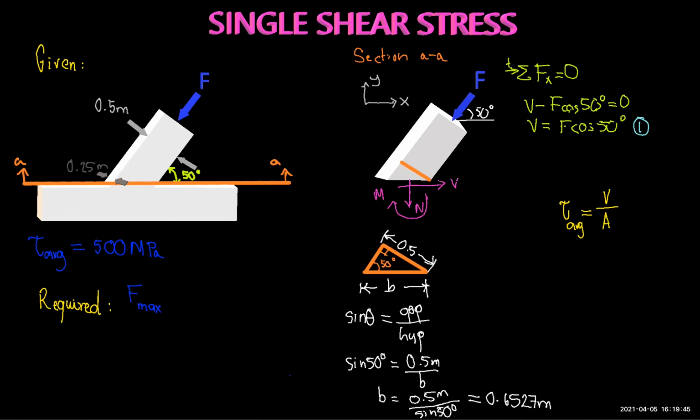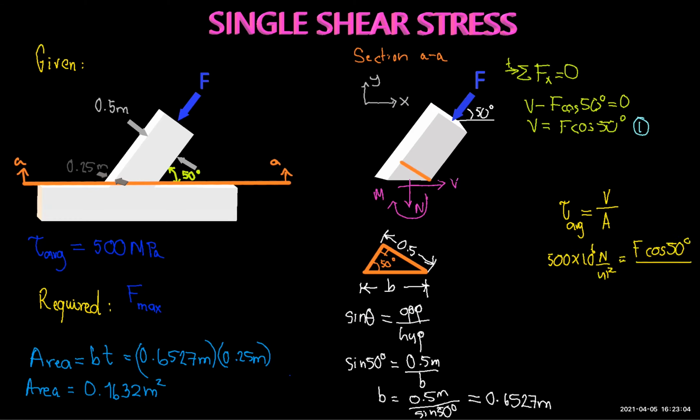Now, once we have the base, we can obtain the area by multiplying the base times the thickness, which is already given. We obtain that the cross-sectional area is 0.1632 square meters. Now let's go ahead and plug the value of the area into the shearing stress equation. Once we have plugged all the values into the equation, we can see that the only unknown in this equation will be F. So the last step to do is to isolate F and find it.